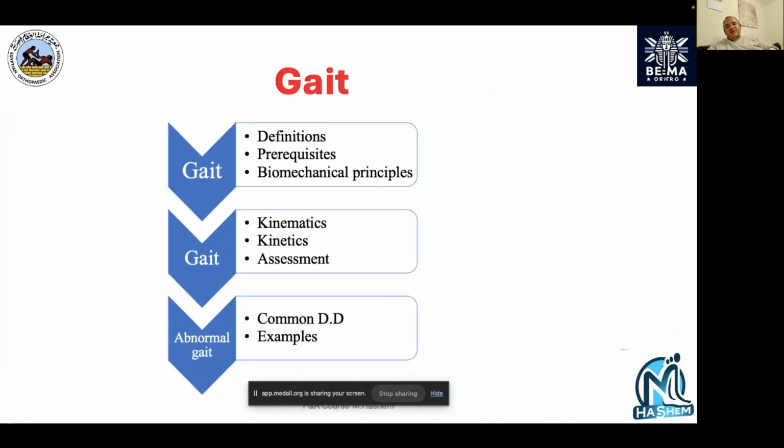So to understand the gait, we'll speak specifically about these points. We'll speak about definitions, prerequisites for a normal gait, some biomechanical principles, and we'll analyze the gait as kinematics, kinetics, and assessment. And then we'll end with common differential diagnosis and examples of abnormal gait.